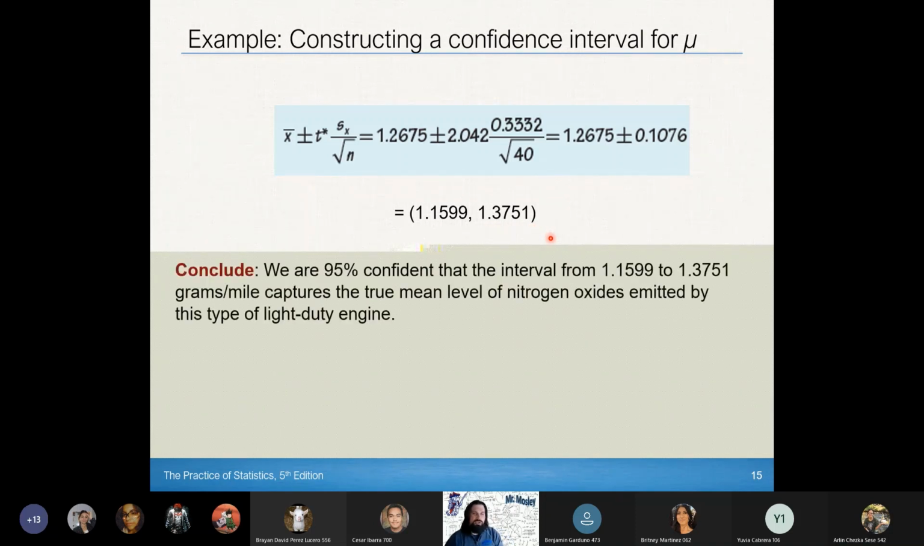Which means we're now to our conclusion. We are 95% confident that the interval from 1.1599 to 1.3751 grams per mile captures the true mean level of nitrogen oxides emitted by this type of light-duty engine.